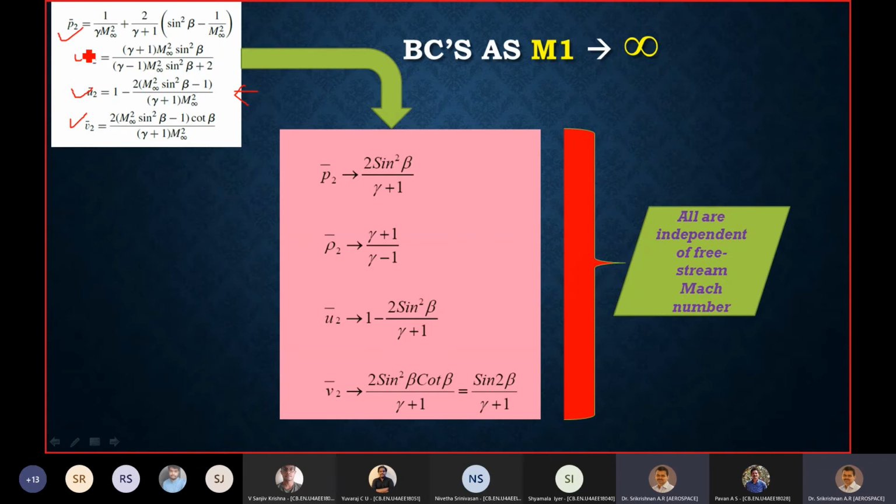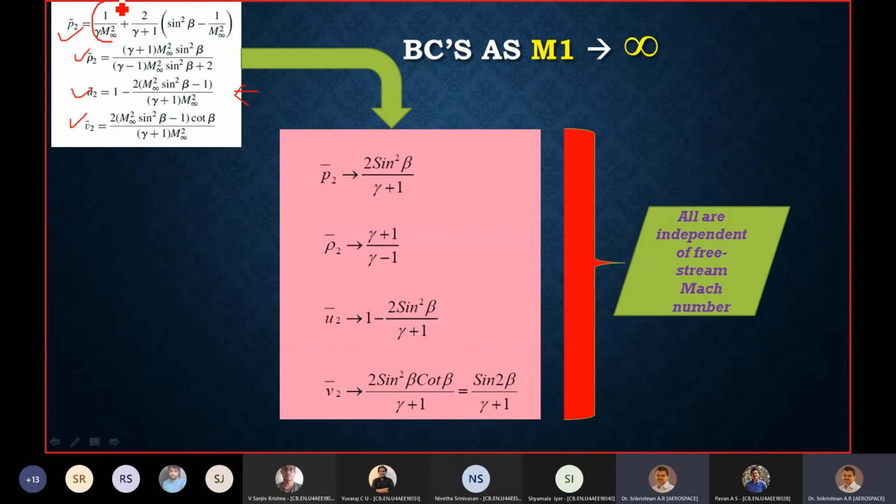Now, for hypersonic flow, that is as M1 tends to infinity, that is for high values of hypersonic flow, or rather, when the value of Mach number tends to infinity, I can further simplify these relations. P2 can be written as 2 sine squared beta by gamma plus 1. I want you to check that. It's quite straightforward. We have done that for oblique shocks multiple times.